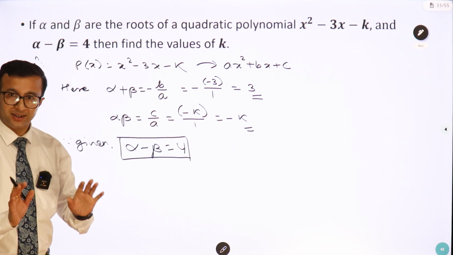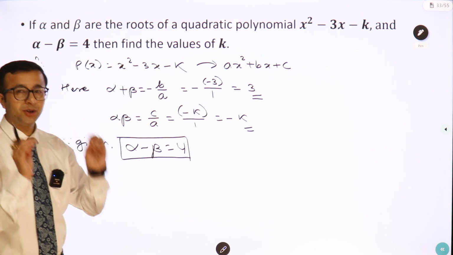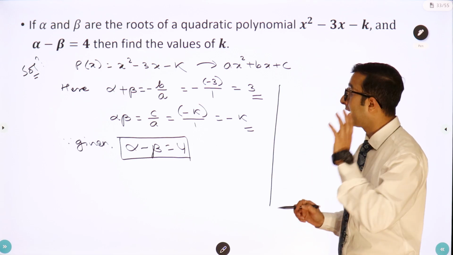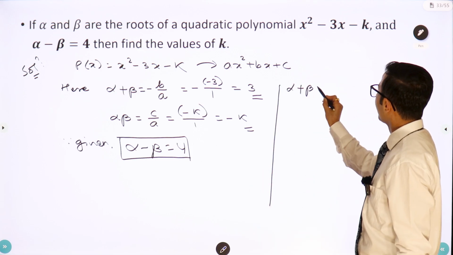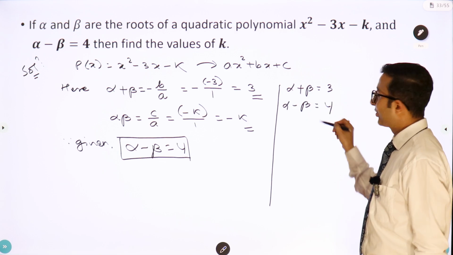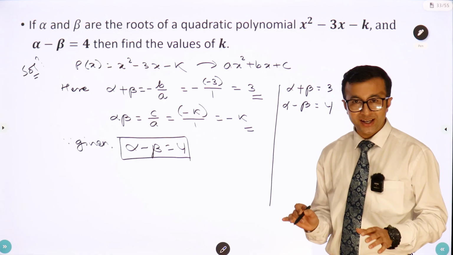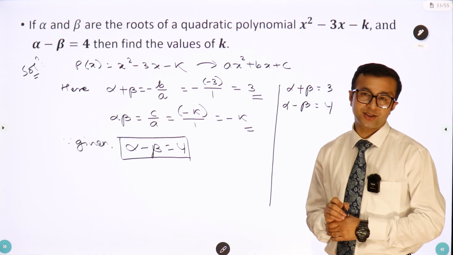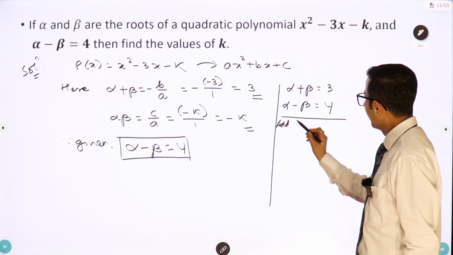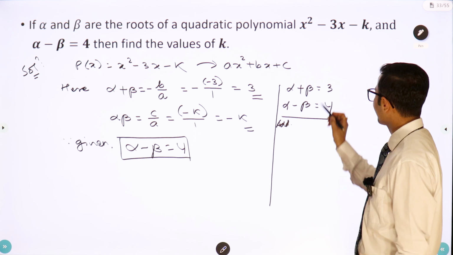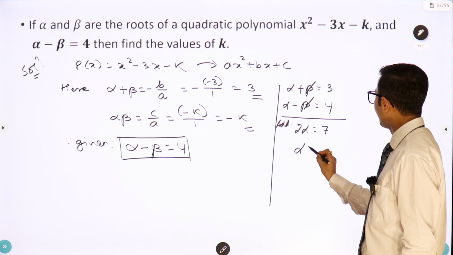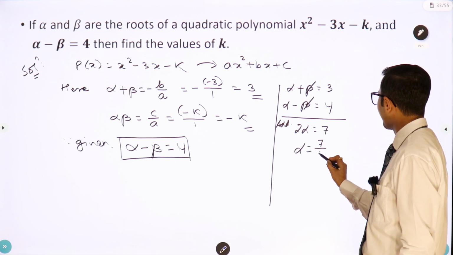Now there are many ways. I am telling you first one of the easiest ways, and this will be applicable in some problems only, not in all. Sum of the roots is 3 and difference of the roots is 4. These are two linear equations in 2 variables, so we can use either substitution or elimination to get the values of alpha and beta. Let's go with addition. I will tell you this in detail in the next class. Beta will be eliminated. 2 alpha is equal to 4 plus 3, which is 7. So the value of alpha is 7 divided by 2.